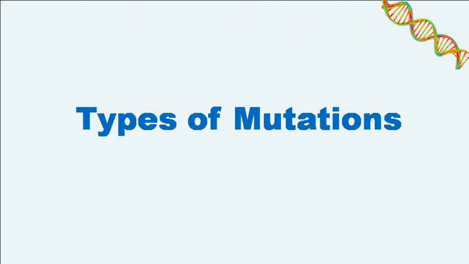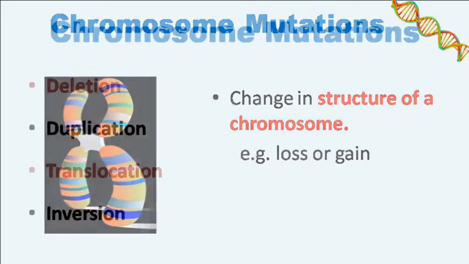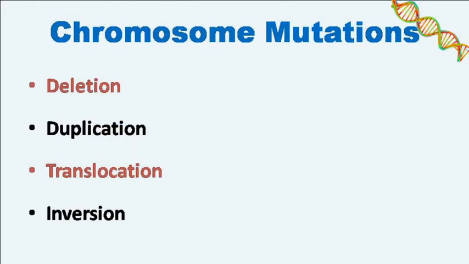Now we are going to study different types of mutations. Mutations are of two types. One is chromosome mutation and another is gene mutation. Whenever there is a change in the structure of a chromosome, that is loss or gain, it is called a chromosome mutation. Chromosome mutations are of four types: deletion, duplication, translocation, and inversion.